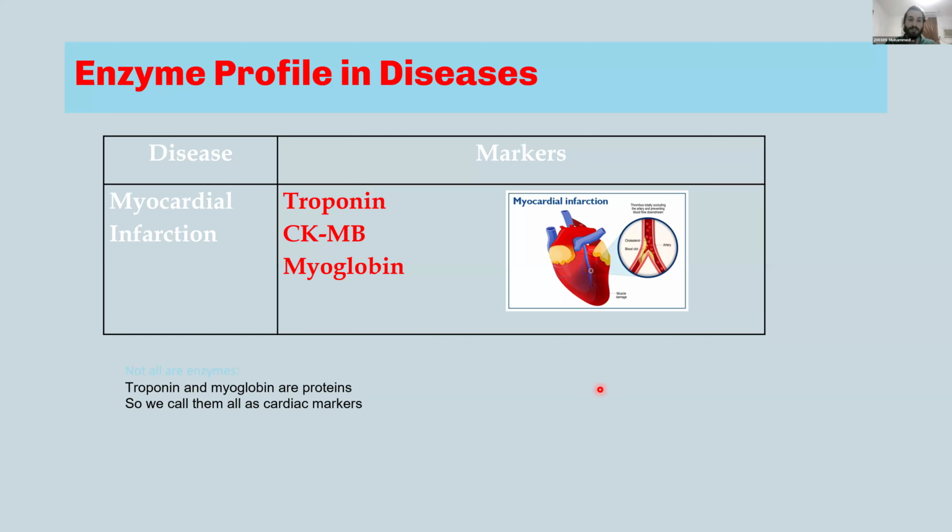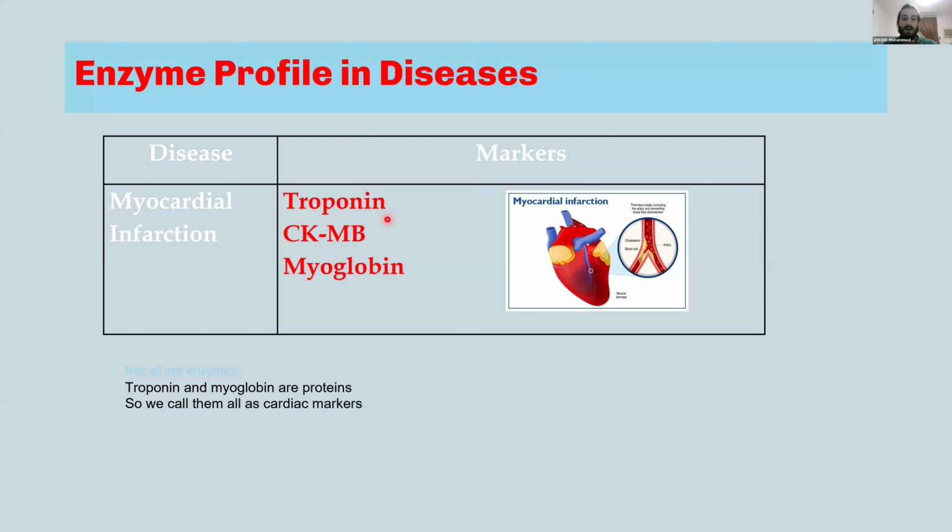Now we will keep on going with the enzymes, with examples and the diseases in which we see them. So we'll go into the heart first. Myocardial infarction is a lack of oxygen supply to the heart muscle, which causes tissue ischemia and death of these cardiac muscle cells. They're going to rupture and release their enzymes into the bloodstream. From that, we can know that this patient has myocardial infarction.